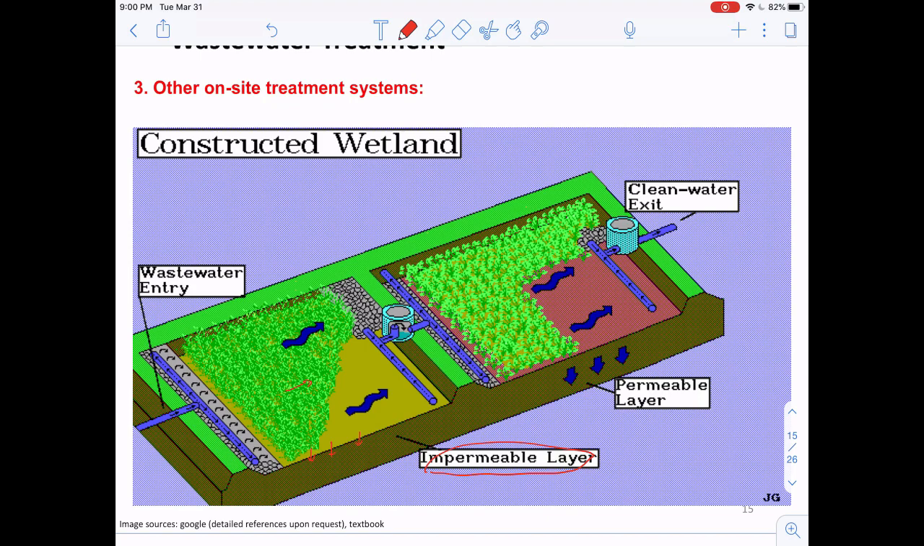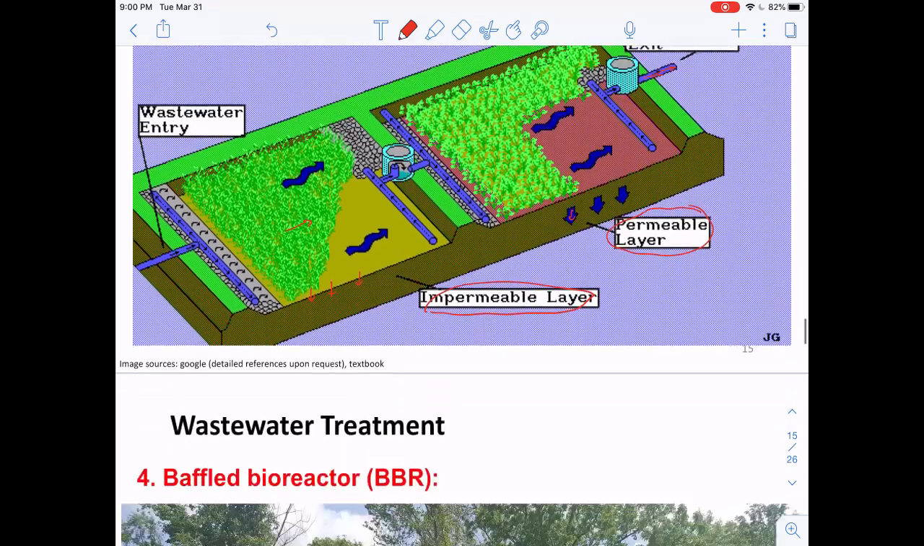So then after the water is filtered, it will be introduced into the second part of the wetland. And further, for this part of the wetland, they will have the permeable layer where the water can further diffuse or settle down into the groundwater. But we're still able to collect some of the water from the second part of the wetland, and then it can exit from here, okay?